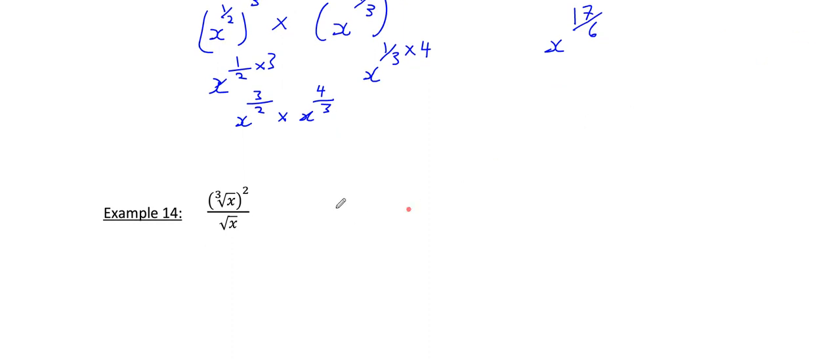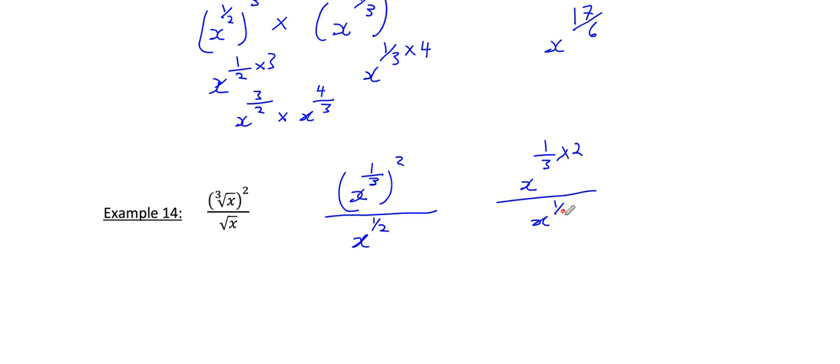And the final example is a division. So again, if you see square roots and cube roots, do that first, convert that into a fraction before continuing. So in this case, that would be x to the 1/3, so the cubed root becomes 1/3, all squared, divided by x to the power of 1/2. So now that would be 1/3 times 2, so that would be x to the 1/3 times 2 over x to the 1/2, which becomes x to the power of 2/3 over x to the 1/6.